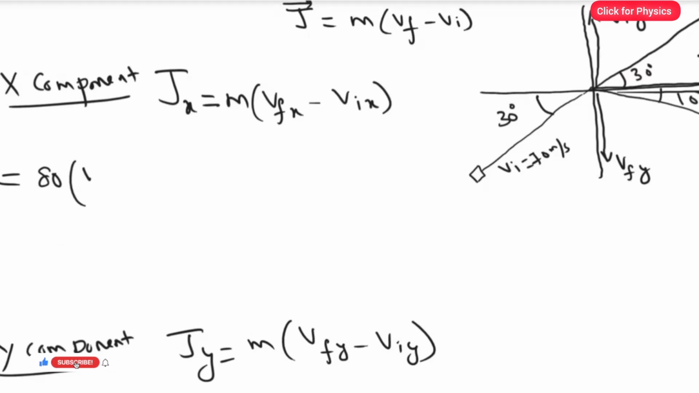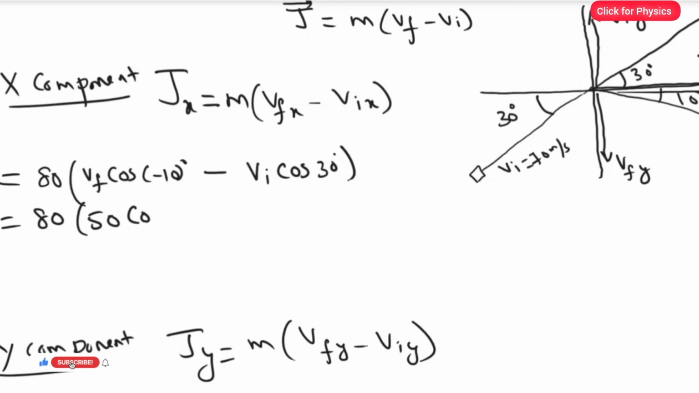I can write Vf of cosine of minus 10° minus what is Vi of x? I can write Vi of cosine 30 degree. That's it. So now I'm going to substitute the value here. 80. What is our Vf? Vf is 50 cosine of minus 10 degree minus what is Vi, which is 70 meter per second cosine of 30 degree. So let's see what is the answer.